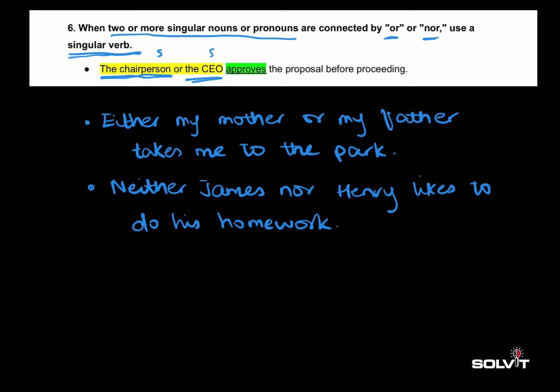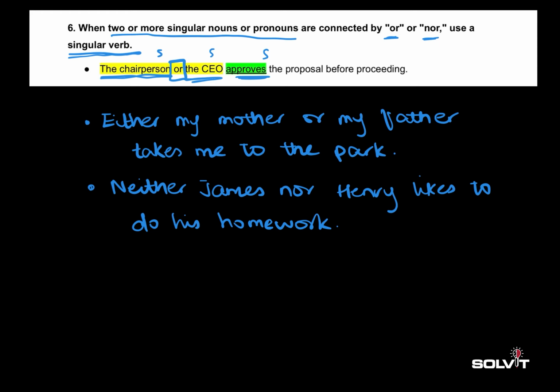Okay, so the chairperson or the CEO approves the proposal before proceeding. So this is our verb. And what does the rule say? Whenever two or more singular nouns or pronouns are connected by the word or, nor, use a singular verb. And hence we have the singular form of the verb, which is approves. The plural would be approve, but the singular is approves.